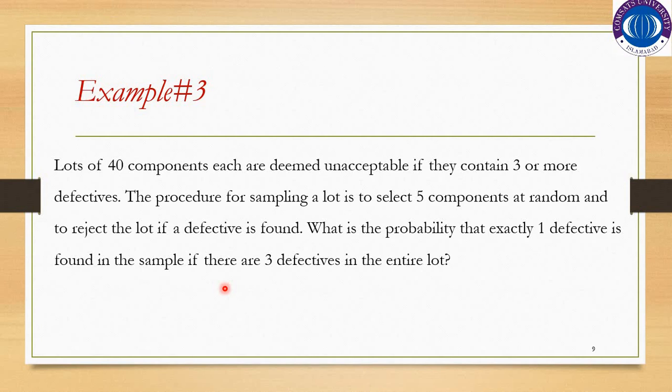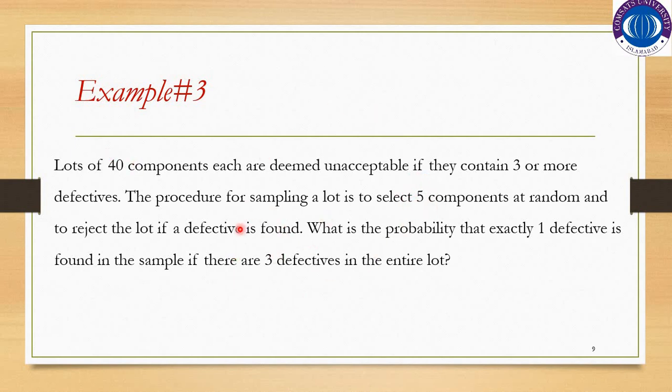Lots of 40 components each are deemed unacceptable if they contain 3 or more defectives. So as they are saying, there are 40 components in a lot and the lot will be unacceptable if it contains 3 or more defectives. The producer's method for sampling a lot is to select 5 components at random and to reject the lot if a defective is found. What is the probability that exactly one defective is found in the sample if there are 3 defectives in the entire lot? So there are a total of 3 defectives in the lot. In total we have 40 components and we are inspecting 5 components.